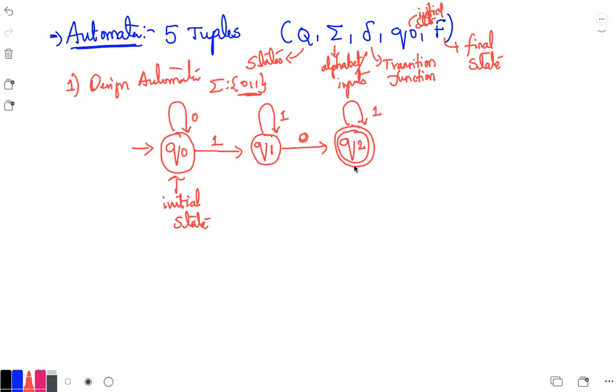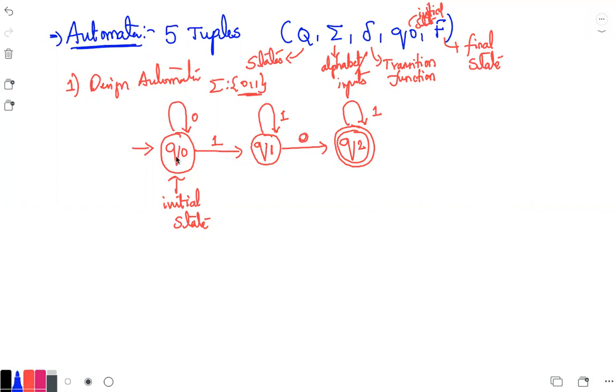Q2 is the final state. In order to make the examiner or anyone understand that it is the final state, you should represent it with 2 concentric circles. The initial state has the arrow brace. For all the other states apart from the final state, there is only 1 circle. But only the final state should have 2 circles, just to have the differentiation. So now this automata will accept the strings over the alphabet 0 and 1. I will show you the strings.